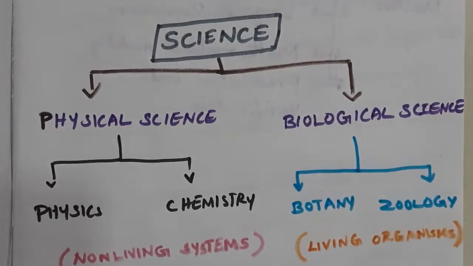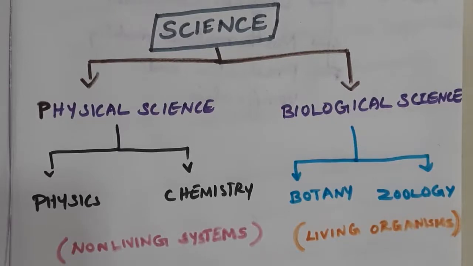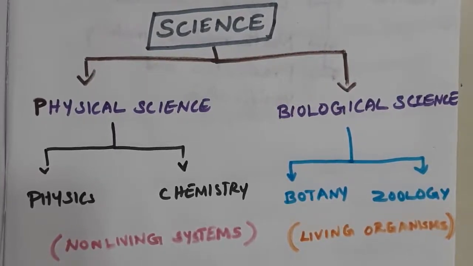What is meant by physical science? It deals about non-living systems. Isn't it? And biological science deals about the living organisms. So physical science, physics and chemistry, biological science, botany and zoology. Alright.